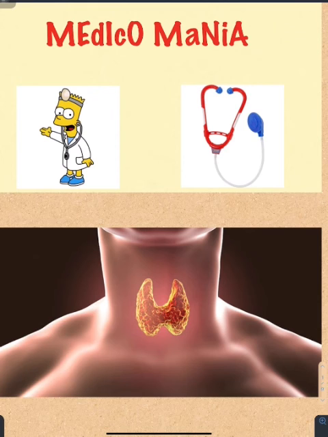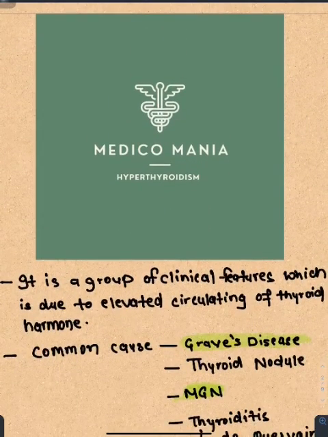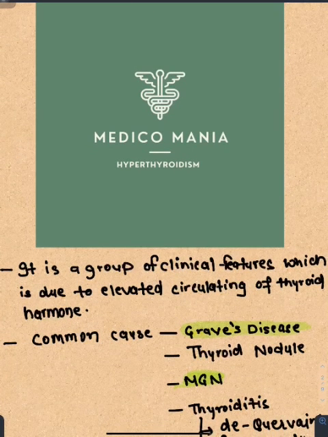Today we will discuss the topic that is hyperthyroidism. So let's start with the introduction part. It is a group of clinical features which is due to elevated circulating thyroid hormone. So that is called hyperthyroidism. The thyroid hormone is elevated.